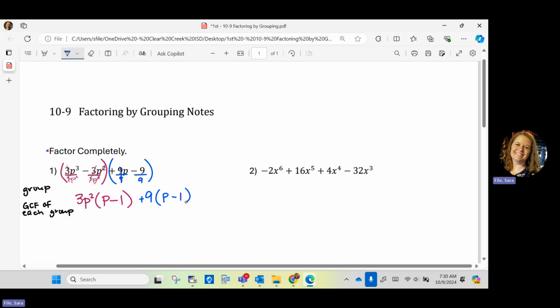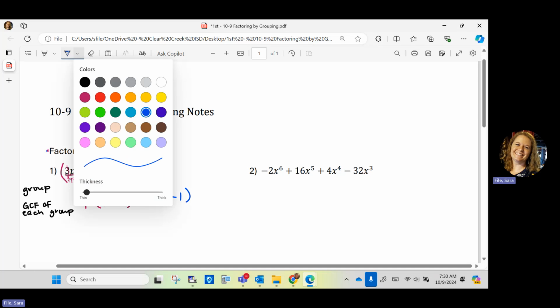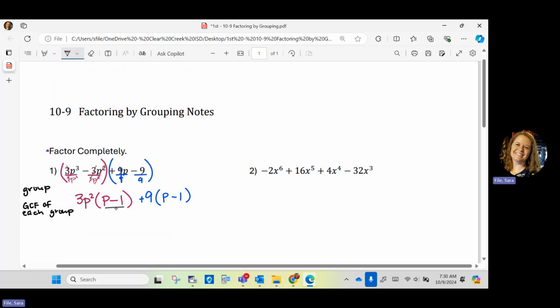That is what you are always looking for: what your leftovers are should be the same. If your leftovers, when you take out the GCF of those two groups, aren't the same, then you've made a mistake. They should be the same. So p minus 1 was our leftovers. That is one of our factors. So you take p minus 1, that's a factor.